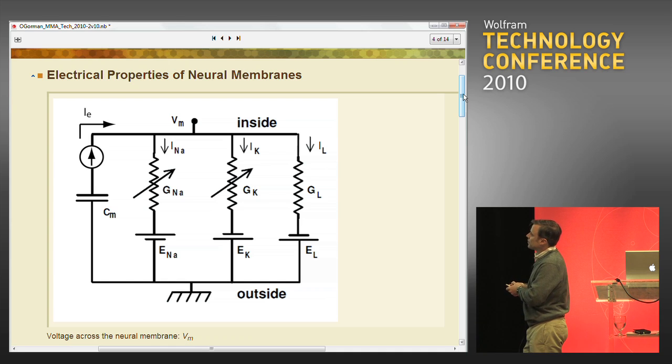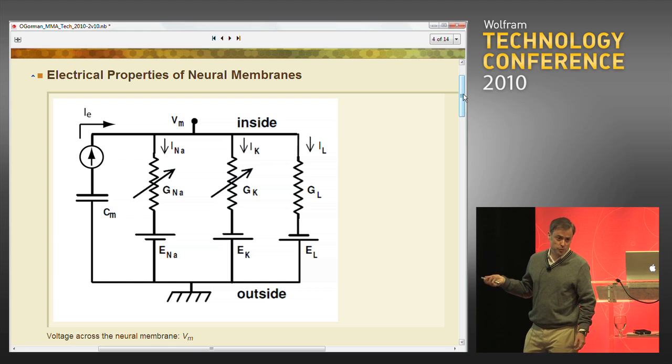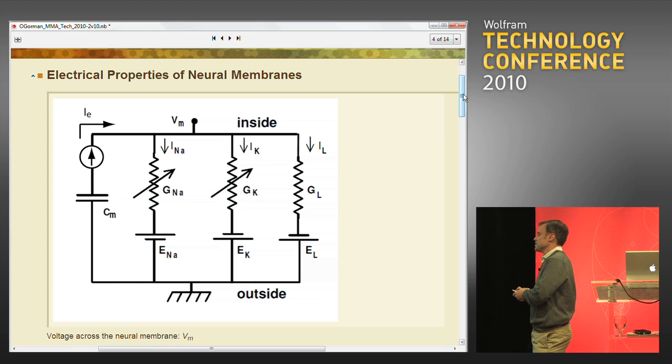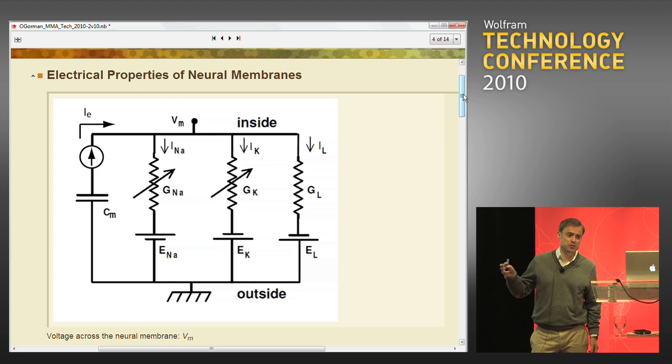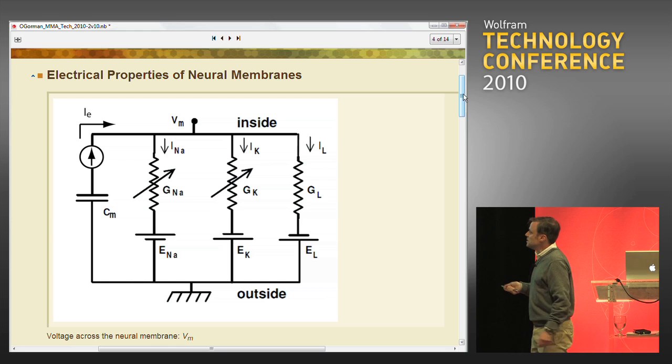There are charge-carrying species, sodium ions and potassium ions, that can carry a sodium and a potassium current. That's represented by these quantities here, and there's a certain resistance they feel going through the membrane, represented by these resistors and an associated conductance. Then there are equivalent potentials produced by the concentration gradients of these ions.